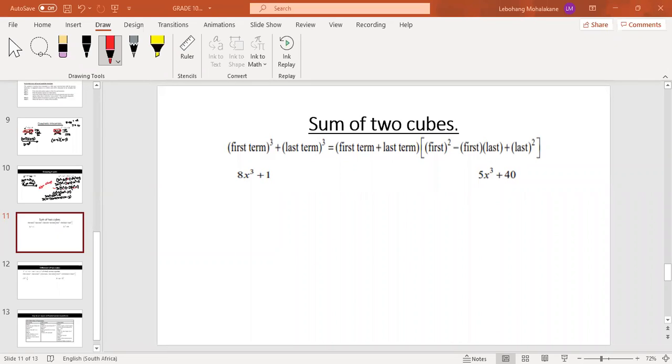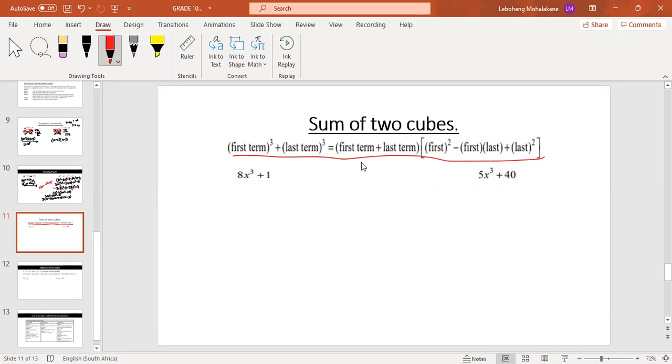Sum of two cubes. Well, sum of two cubes, easy. Same with difference of two squares, easy peasy. This is what you need to understand, only what's written here. If you can understand this part, then you're done with understanding the sum of two cubes.